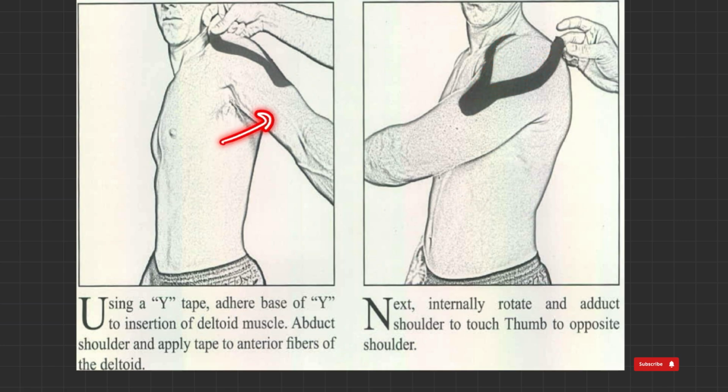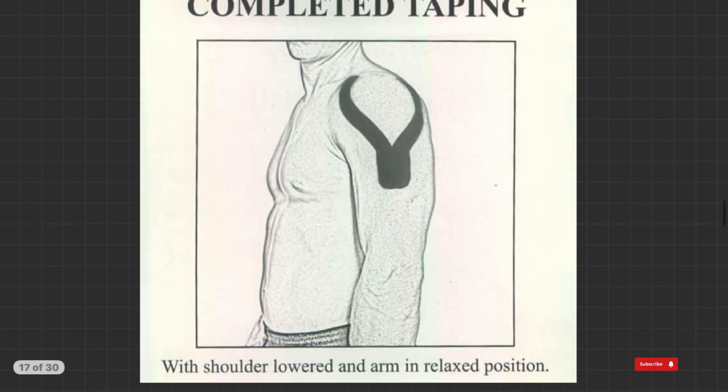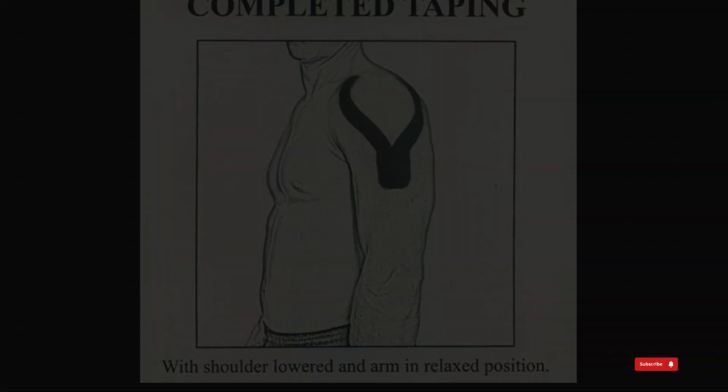First of all, the anterior tail goes with arm abduction, and you will stick the posterior tail with internal rotation and horizontal adduction, and the complete taping will look like this. So as you can see, a perfect Y is there. A perfect Y is forming on our anterior fibers and posterior fibers. Okay, so this is the complete taping.